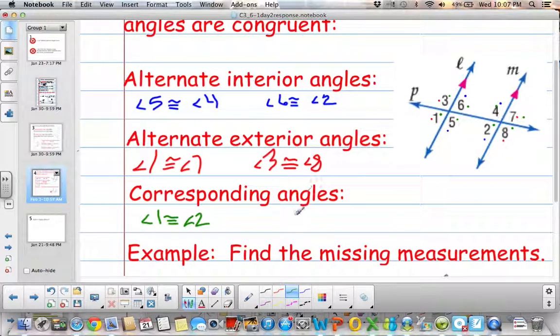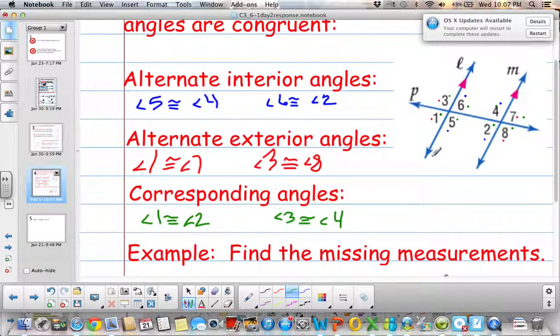So all of those would be corresponding. Angle 3 is corresponding to angle 4. And I won't write them all. Then we would write angle 5 corresponds to angle 8. Angle 6 corresponds to angle 7.